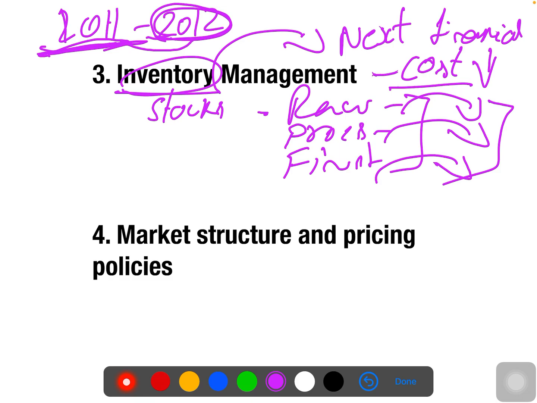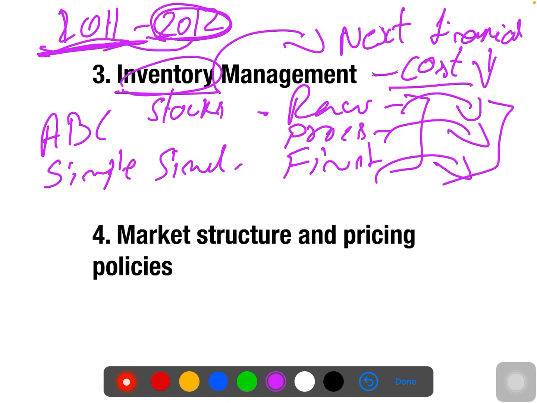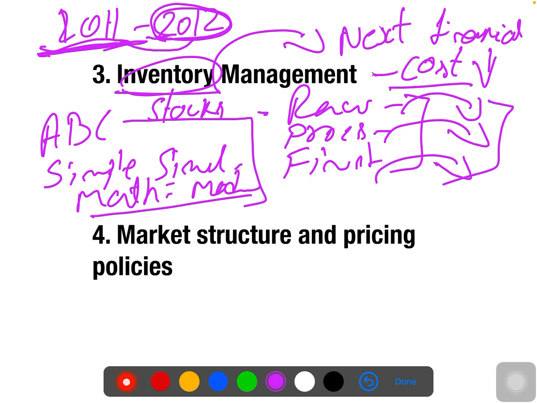At the same time, in this one, we have a few analyses like ABC analysis and simple simulation, simple simulation theories and mathematical models. ABC analysis, simple simulation, and mathematical models are going to help us maintain more stock at lesser cost for the next financial year. So this is analyzed by inventory management.